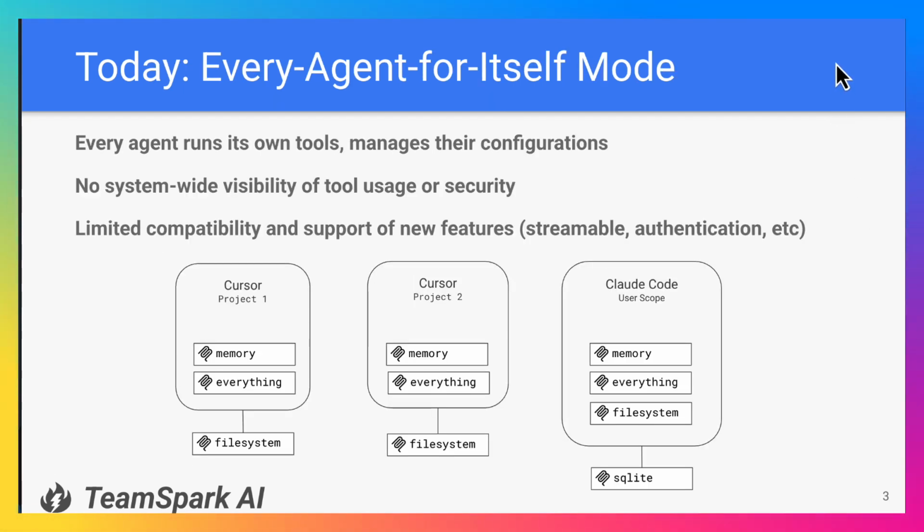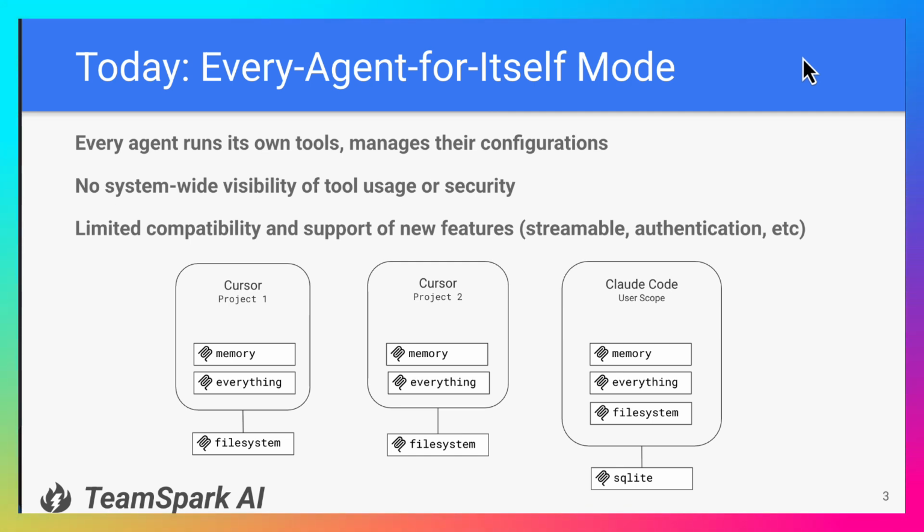Today, every agent is pretty much running its own tools. So every agent for itself is what we call it. Every agent runs its own MCP tools, and it manages their configurations. There's really no sharing. There's no centralized configuration or tool sharing. There's no system-wide visibility of tool usage or security. So there's really no way to know on the platform or on your local machine what tools are being used by who and whether they're secure.